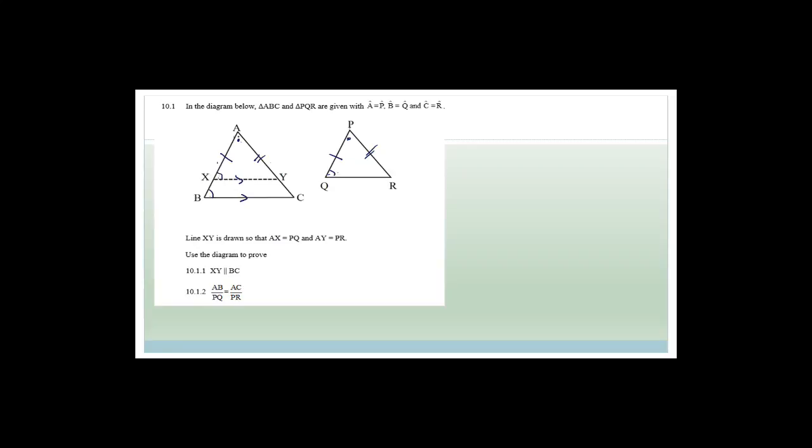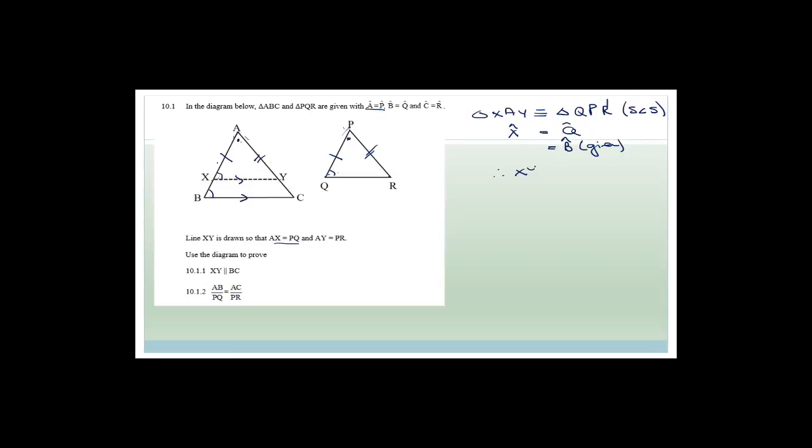Okay, so again, we know that angle A is equal to angle P because they gave it to us. We know that AX is equal to PQ because they've drawn it, and that AY is equal to PR because they've drawn it. Therefore, triangle XAY is congruent to triangle QPR, side angle side. Therefore, we can say that angle X is equal to angle Q, but that is equal to angle B because it is given.